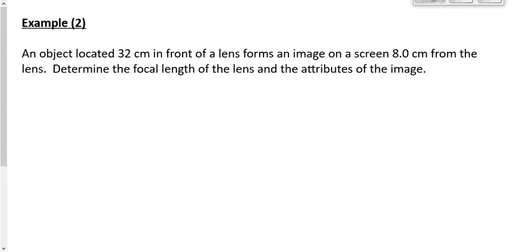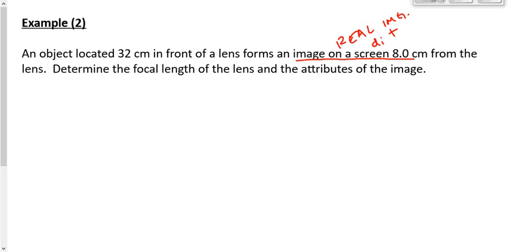Example number 2, then I'm going to call it a day here. This one says an object is located 32 centimeters in front of a lens. Doesn't say what kind of lens. Forms an image on a screen that's 8 centimeters from the lens. Why am I underlining that? What's special about that little phrase that's telling me something I should know here? It's a real image because it's projected onto a screen. And if it's a real image, then that means that di is positive. Real image, di is positive.